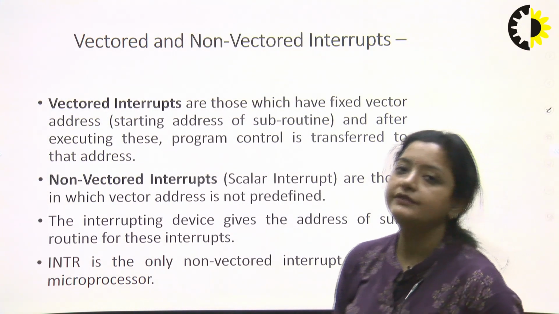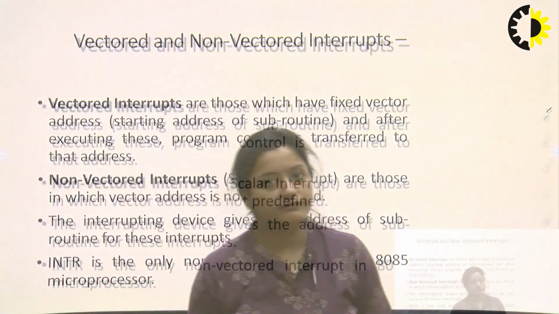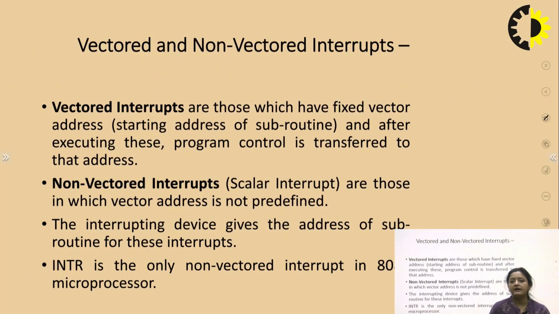Another kind of classification for interrupts is vectored and non-vectored interrupts. Now what do we mean by vectored and non-vectored interrupts? There are certain interrupts whose physical starting address is fixed. Those interrupts which have a fixed vector address, that is the starting address of the subroutine, and after these interrupts are executed, the program control is automatically shifted to that particular address, are called vectored interrupts.